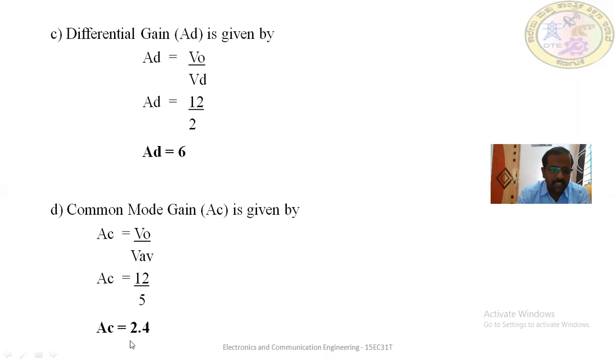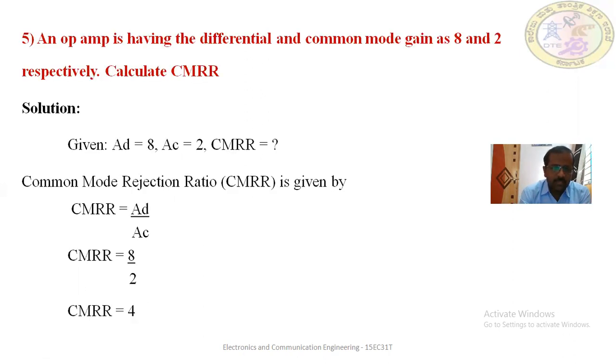After simplification, you get AC equal to 2.4. In this way, the differential voltage, the average voltage, the differential gain, and the common mode gain have been calculated here. After that, the next problem: an op amp has a differential gain of 8 and a common mode gain of 2, respectively, and we are asked to calculate the CMRR.